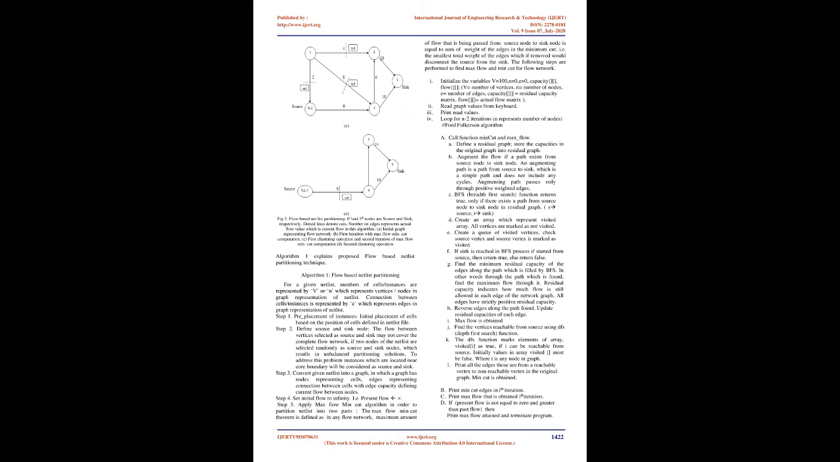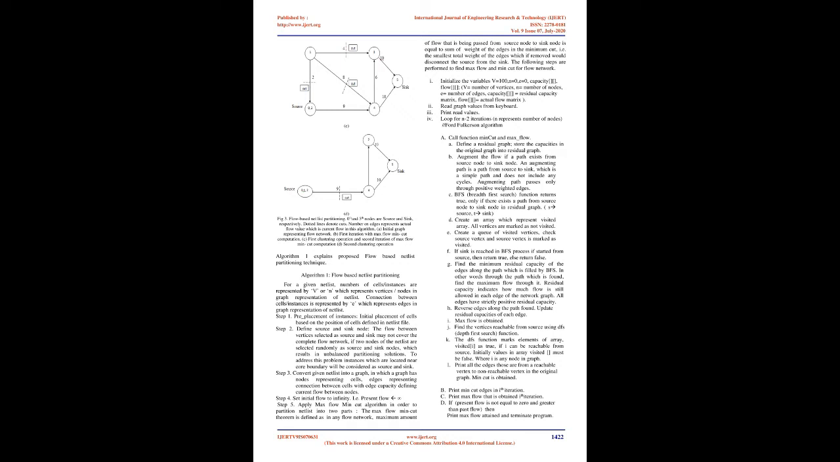1. Initialize the variables V equals 100, N equals 0, E equals 0, capacity, flow. V equals number of vertices, N equals number of nodes, E equals number of edges, capacity equals residual capacity matrix, flow equals actual flow matrix. 2. Read graph values from keyboard. 3. Print read values. For loop for N squared iterations, N represents number of nodes.